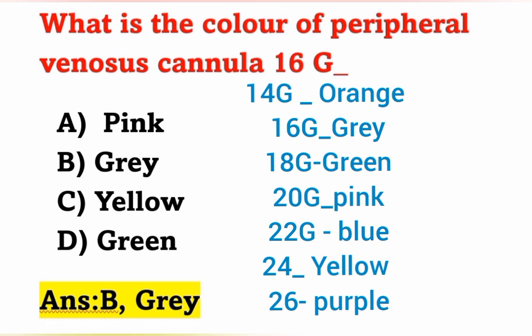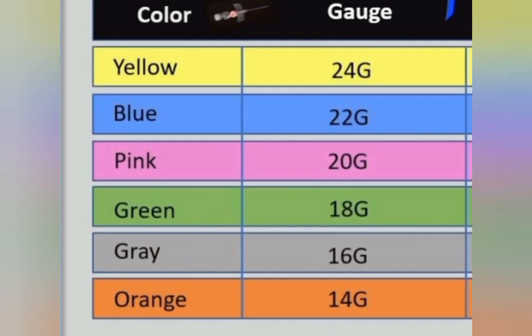Different color and cannula we can see. 14 gauge is orange color, 16 gauge is grey color, 18 gauge is green color and 20 gauge is pink in color, 22 gauge is blue in color, 24 gauge is yellow color and 26 gauge is purple color. Okay, this is an important point. Maybe you can expect questions from this area.